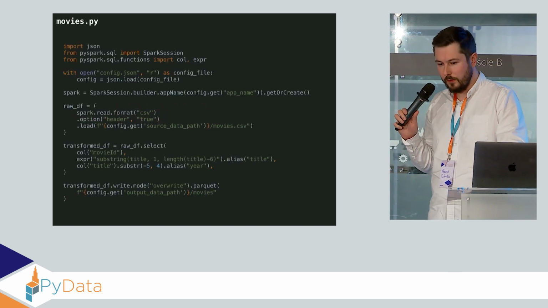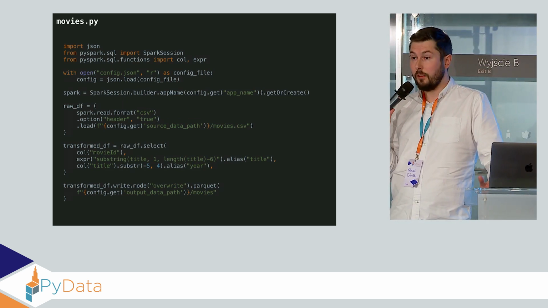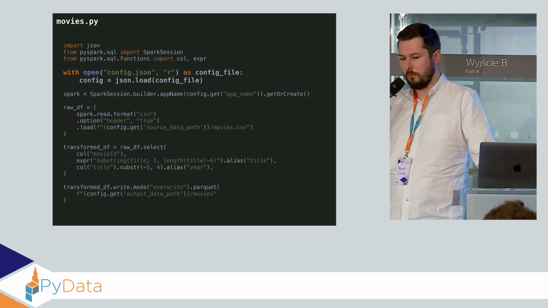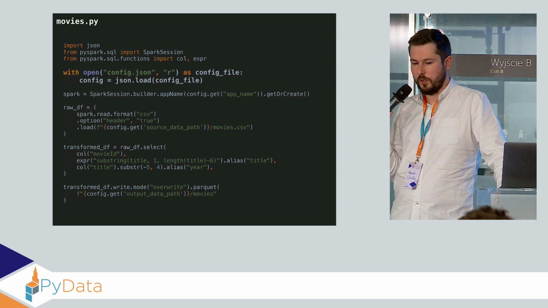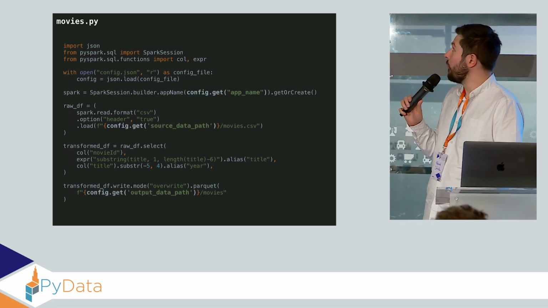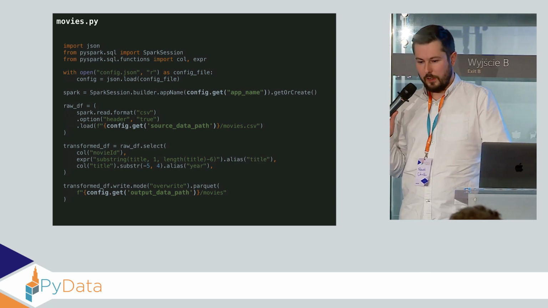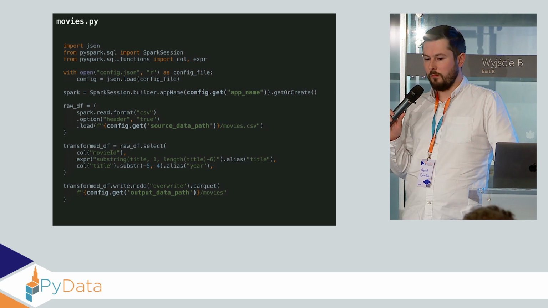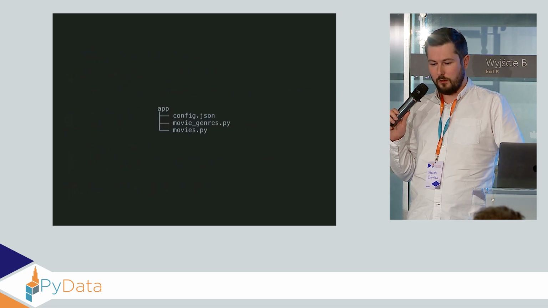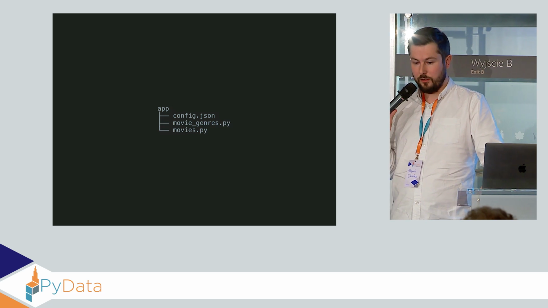And now I need to update my movies.py job. So what I'm going to do here is read this file and create a config dictionary, and then use this config dictionary in a couple of places to read, for example, the paths that we use here. So we already see that the app is at least a bit more configurable. But what we've done now is we've added an additional file to our application.